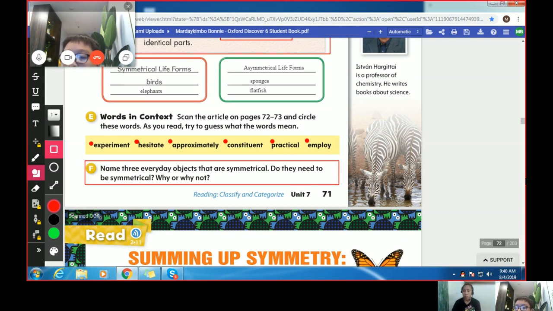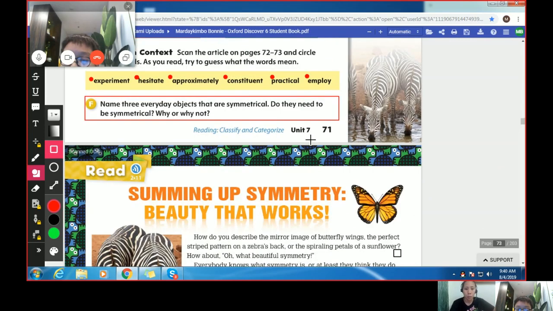TV? Yeah, a TV is symmetrical. It's a square or rectangle. The fridge. Okay, very good, that's also symmetrical. One more. And the bed. Very good, the bed is symmetrical. All right, good job, Peter.